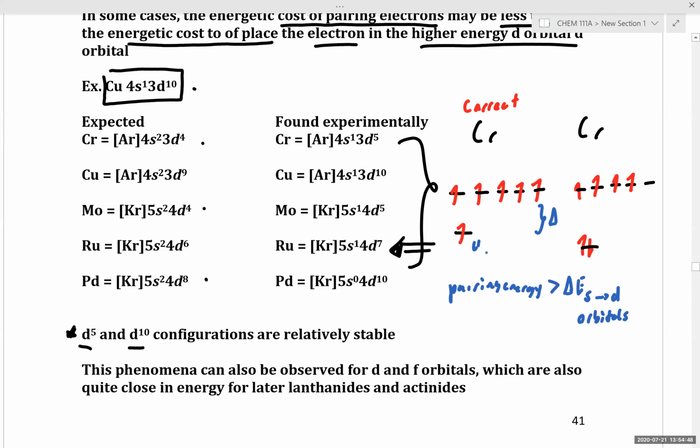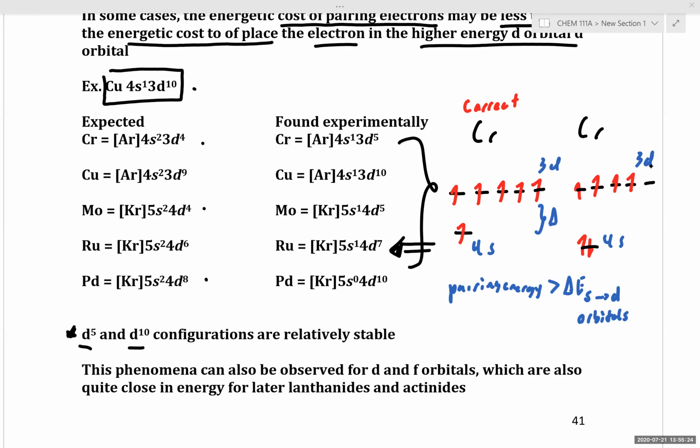And this only occurs for transition metals because the gap between the 4s and 3d orbitals is quite small for transition metals. So it's not as much of a penalty to promote that electron to the higher energy orbital. This logic only applies to transition metals, okay? And this is why we can see irregular configurations for transition metals.